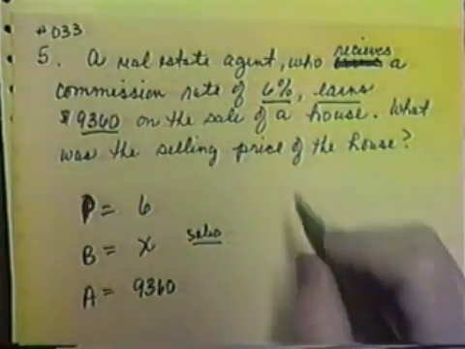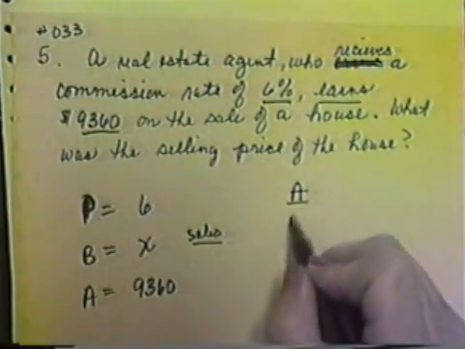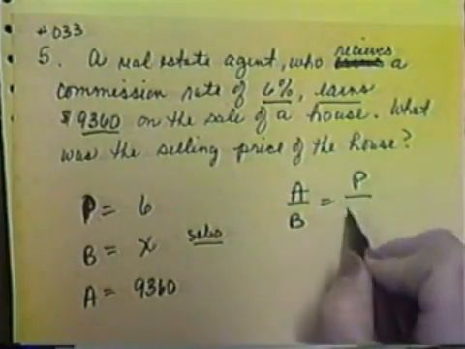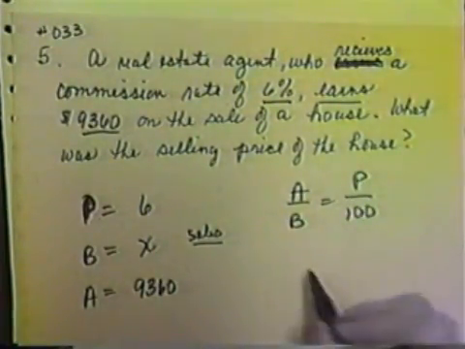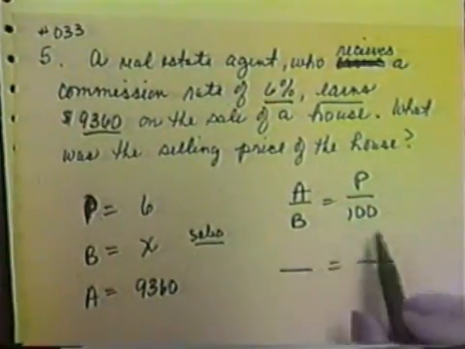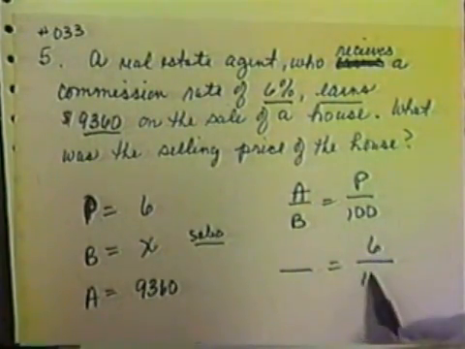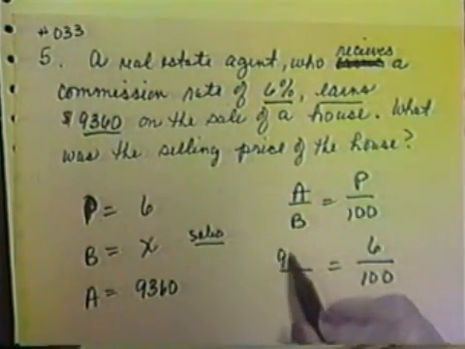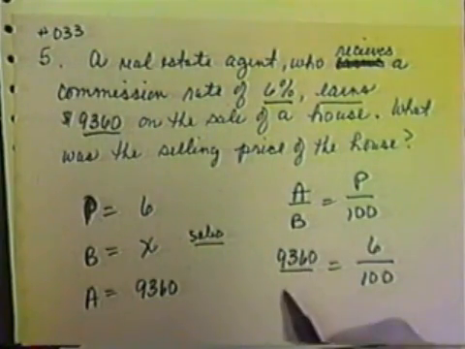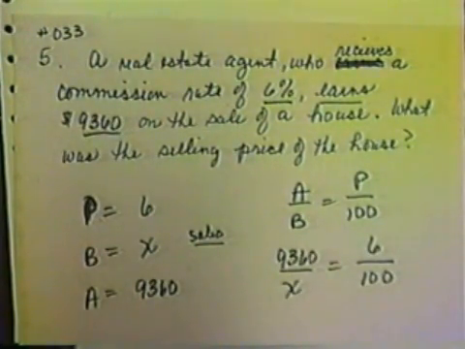Now we want to set up our proportions. It's amount over base is equal to the percent over 100. Fill in the knowns: the 6% over 100, the amount was 9,360 over the base, which is our unknown. Now we have our percent proportion set up, and what we want to do is solve this proportion.